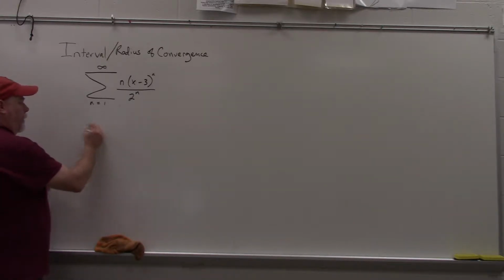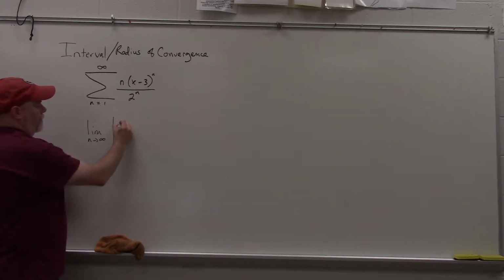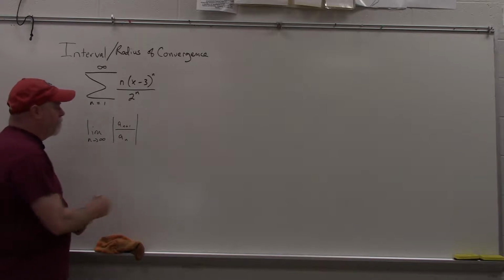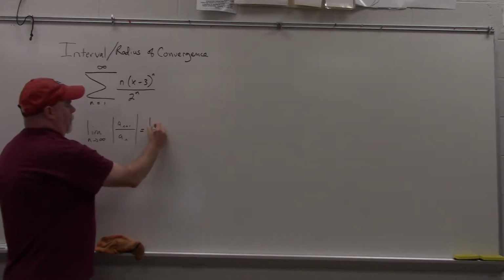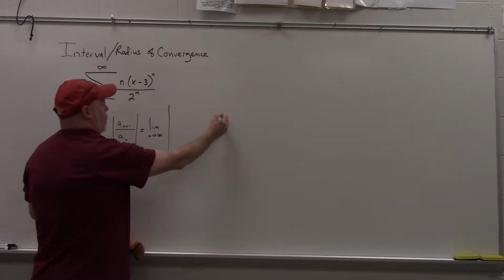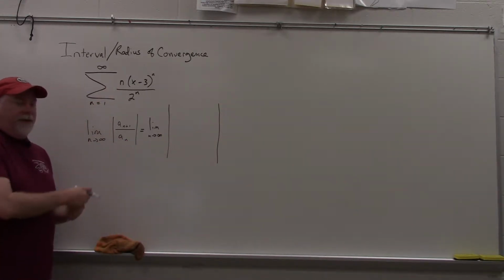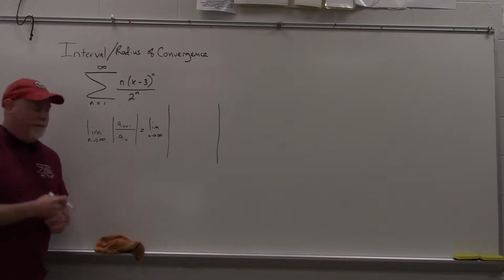All right, so the ratio test says that we should look at the limit as n goes to infinity of the absolute value of a sub n plus 1 over a sub n. All right, so that's the limit as n goes to infinity. And here's what I'm going to suggest. Do not try to simplify anything on the first step. That should be for a second step.